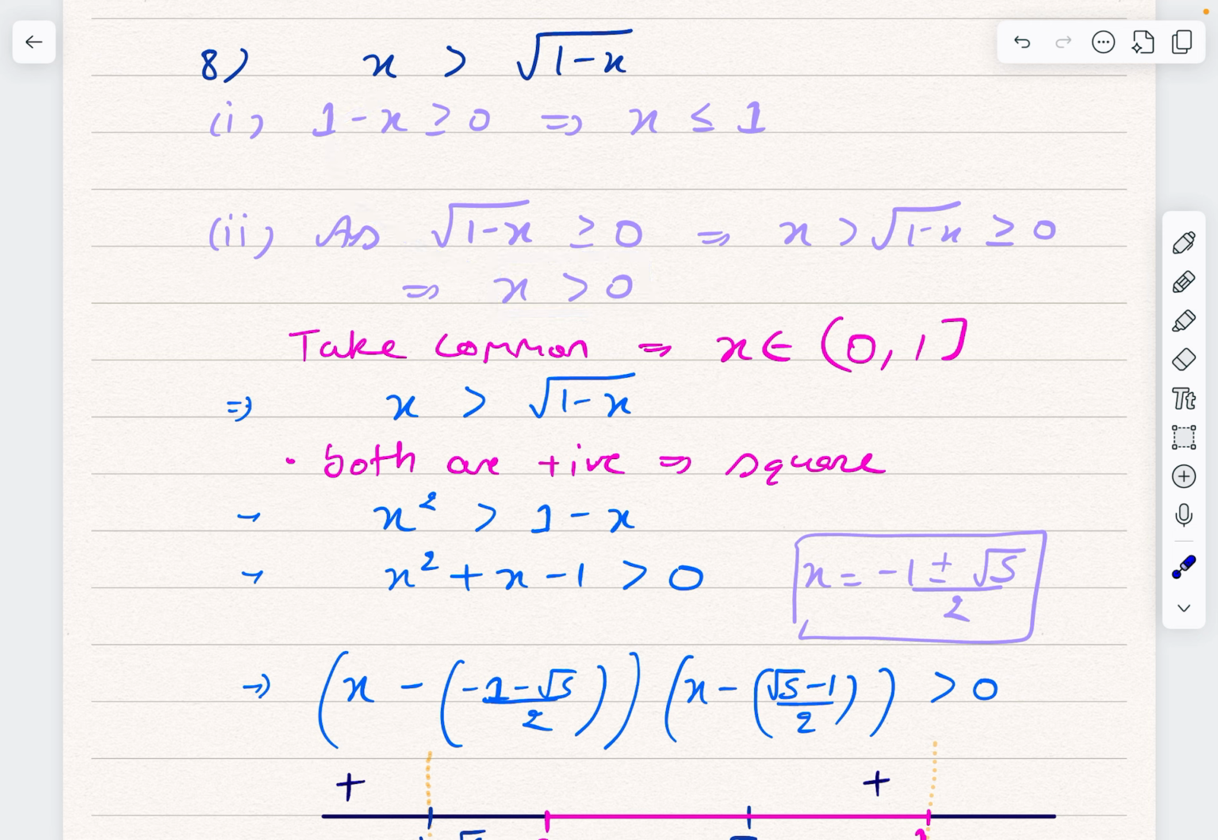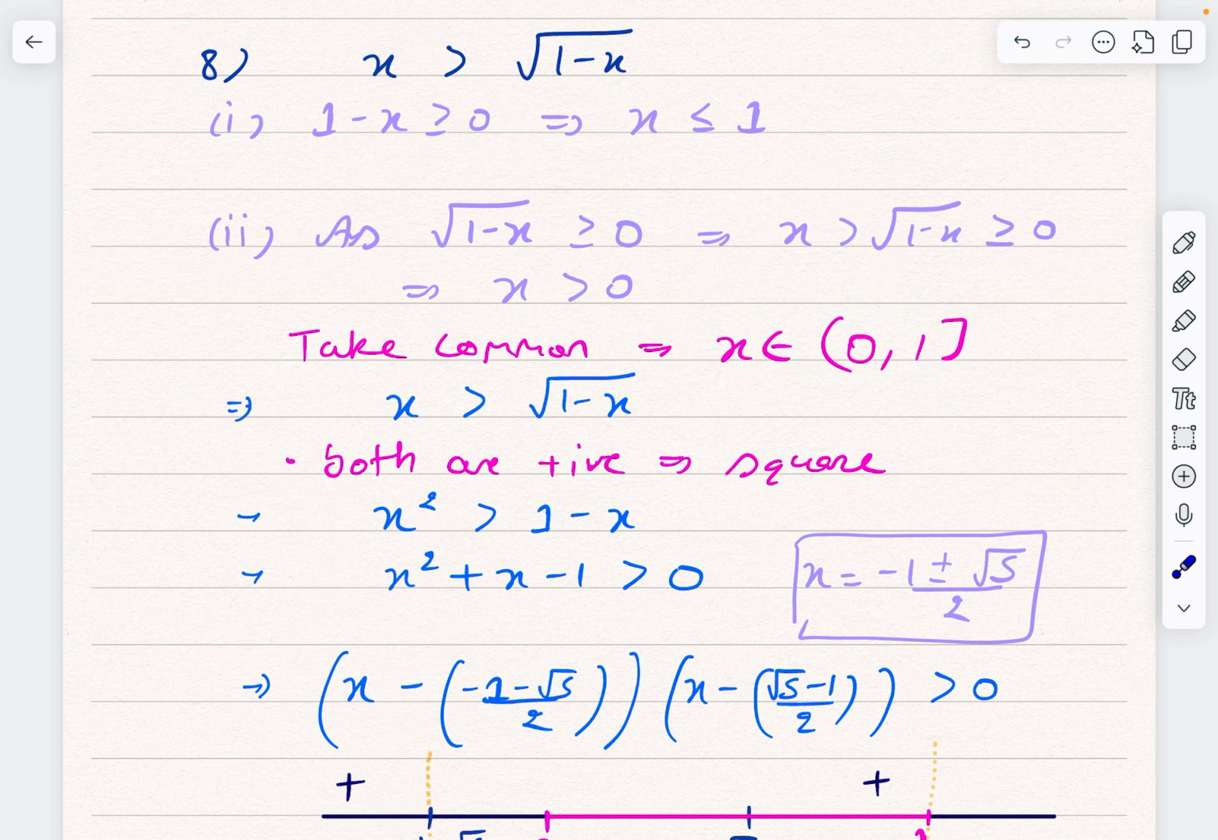Finally, we are looking for those numbers which will satisfy the equation. So x equal to 0, you can see, does not satisfy. So we get x greater than 0 and x less than or equal to 1. So common values are for now open 0 to closed 1. Our final answer should lie inside this only, because only for this the equation is defined.